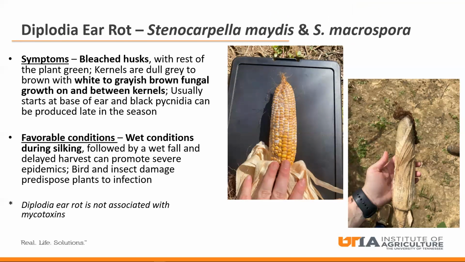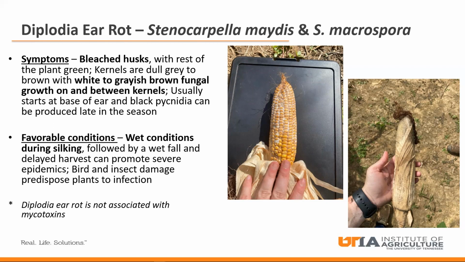And then on the next slide, you can see when you break an ear in half, you might see black pycnidia, which look like someone shook a pepper shaker over it, which you would see later in the season.